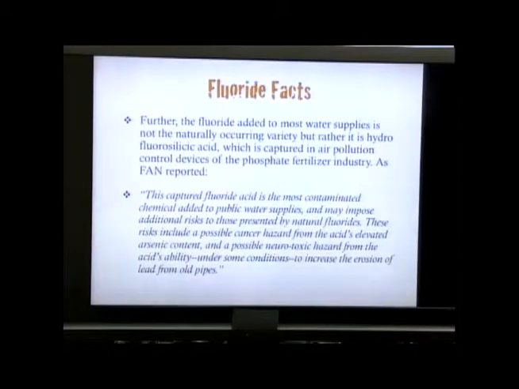These risks include possible cancer, a hazard from the acid's elevated arsenic content, and possible neurotoxic hazards from the acid's ability under some conditions to increase the erosion of lead from old pipes. So fluoride, if we look at it from the standpoint of whether it's a toxin, what is it doing in the water supply in the first place? And if it's toxic, what tissues may it have the most effect on?